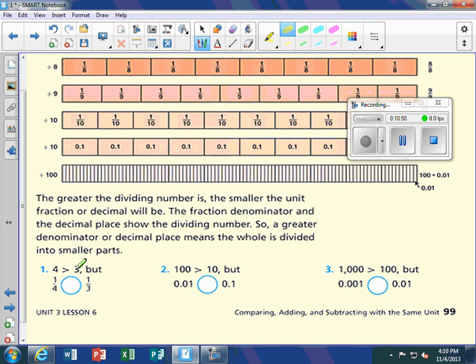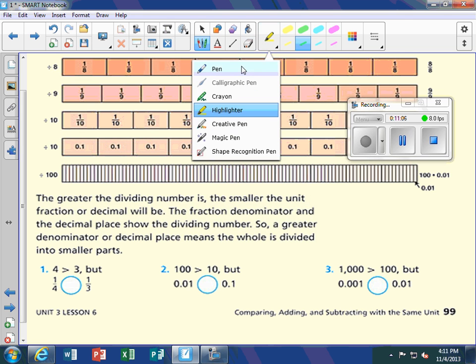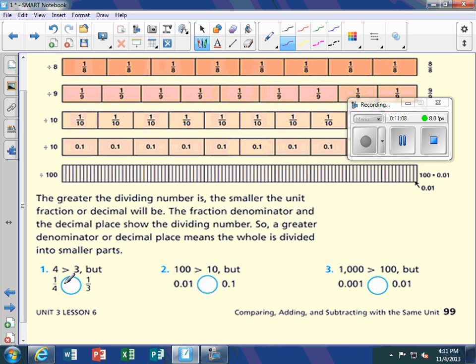is greater than 3. Excuse me, 4 is greater than 3, but 1/4 and 1/3, 1/3 is greater.